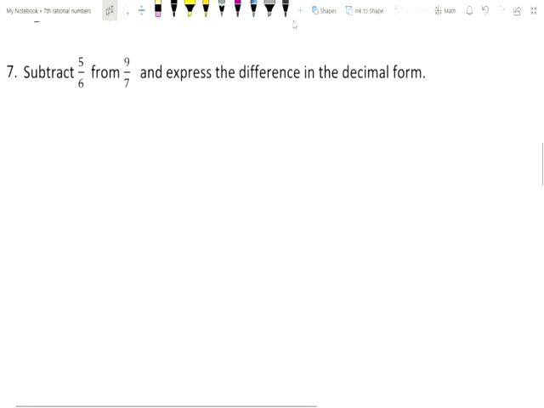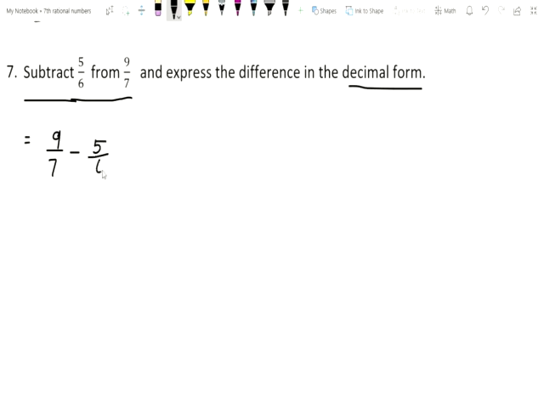See the next one, 7th one. Subtract 5 by 6 from 9 by 7. We are going to subtract and express the difference in decimal form. We have to do two things. First, we have to subtract. After that, we convert into decimal form. Okay, children, first you subtract. Usually, in a subtraction with 'from', the number after 'from' is written first. So, 9 by 7 minus 5 by 6.